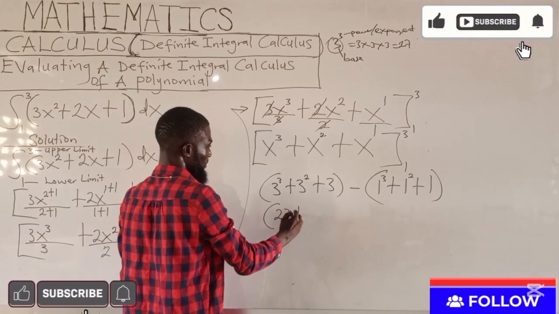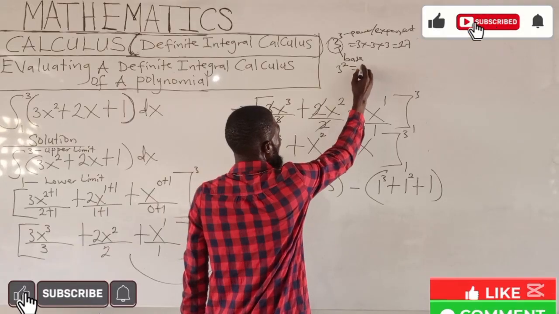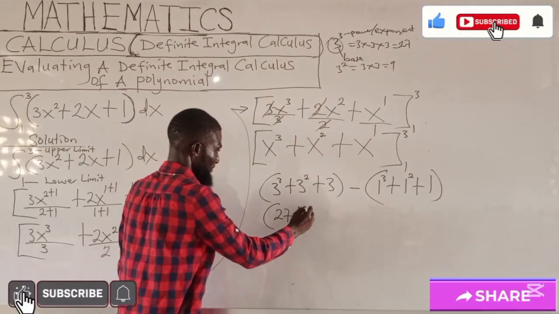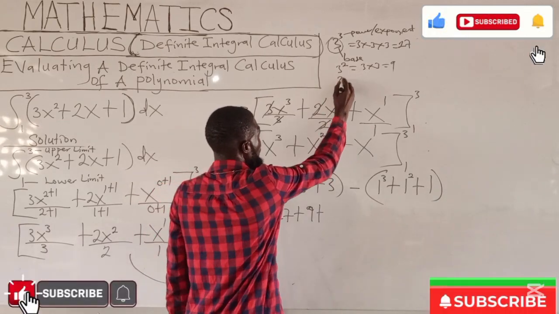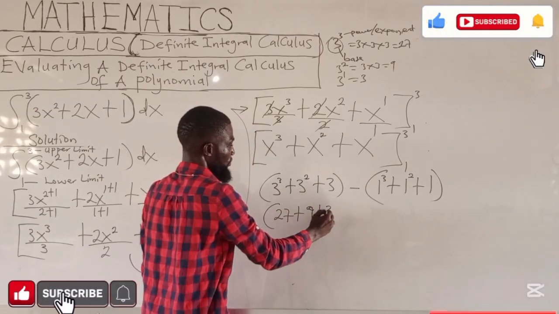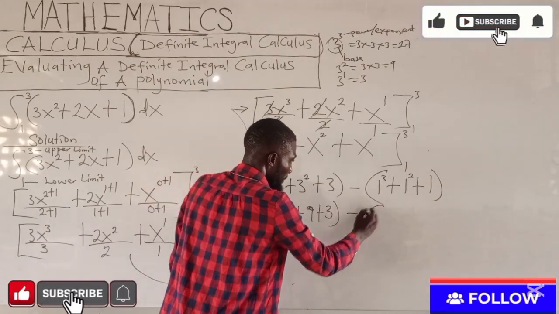We get 27 plus what we have? 3 raised to the power 2. So the same thing applies, 3 times 3 automatically. What do we have there? 9 plus what we have? 3 raised to the power 1 is just equal to 3. So we have 3 here. Parenthesis closes. Minus parenthesis open.